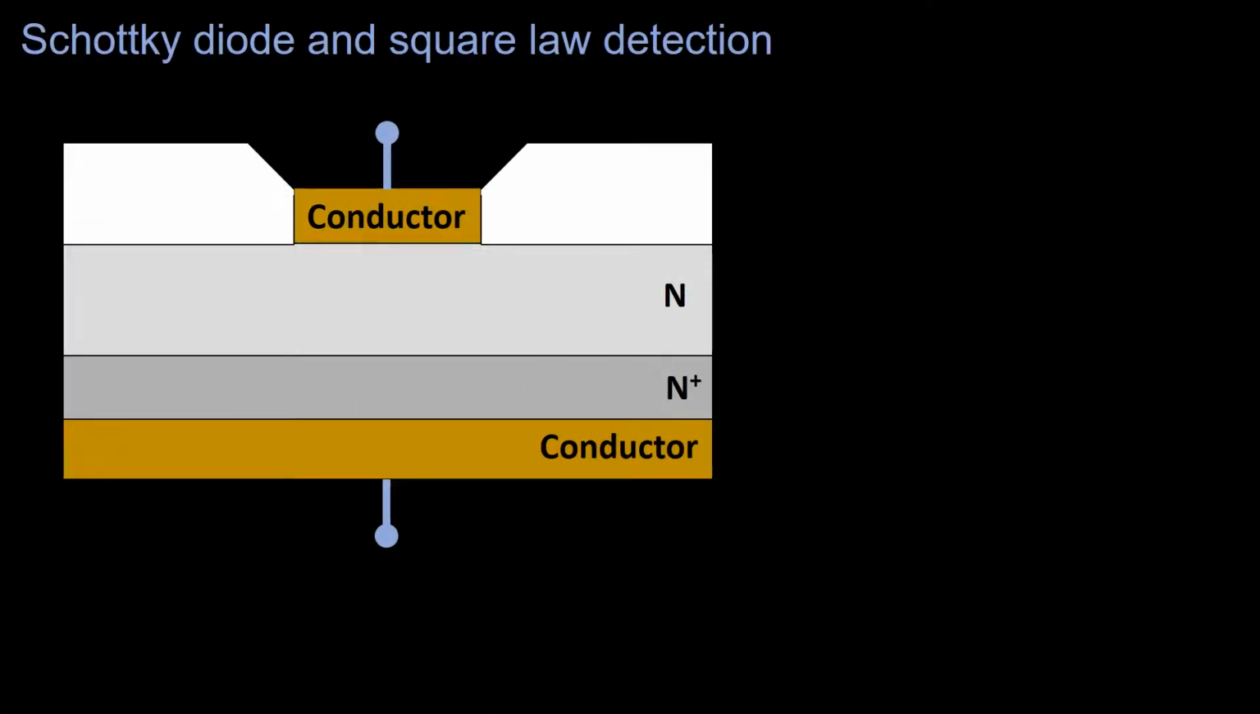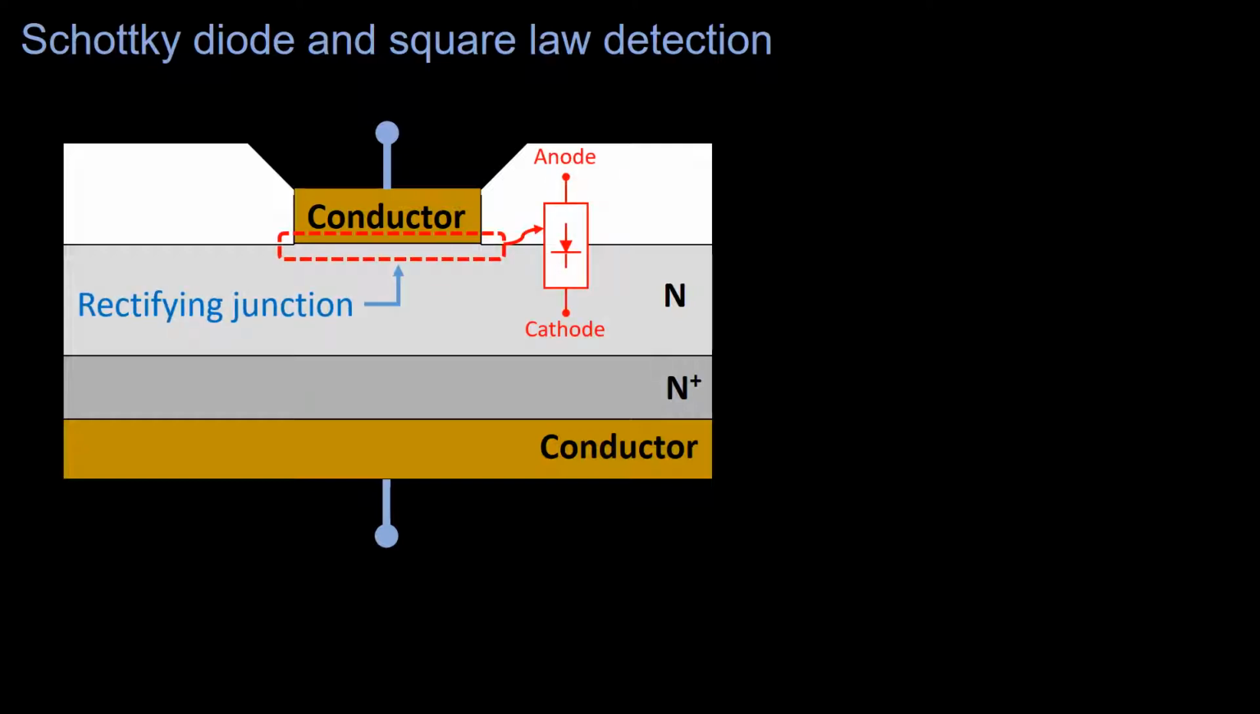This figure shows a simplified structure of a Schottky diode. This device is essentially a metal semiconductor junction. It is very similar to a p-n junction, where the top conductor plays the role of the p side. The behavior of a metal semiconductor junction is strongly dependent on the doping concentration we use. When the semiconductor is lightly doped, the resulting junction is rectifying. This means that it behaves like a diode.